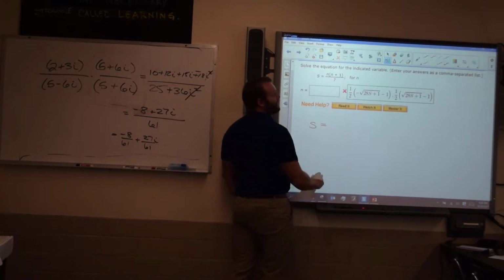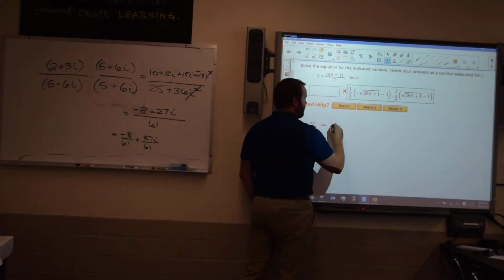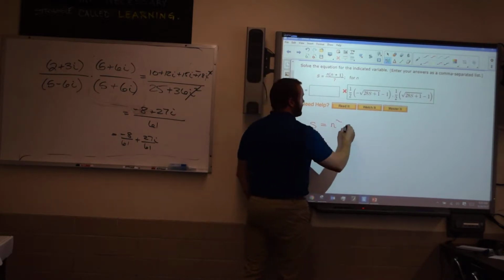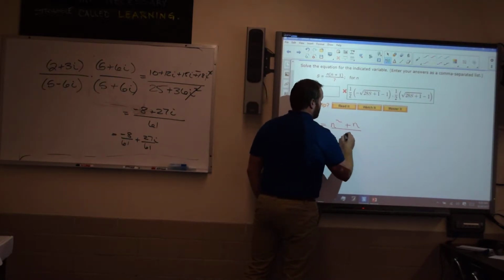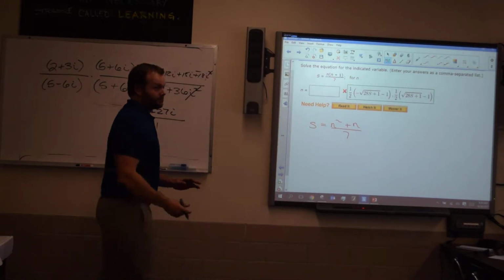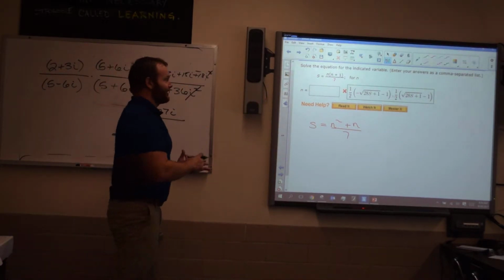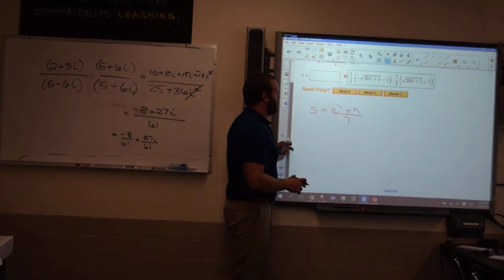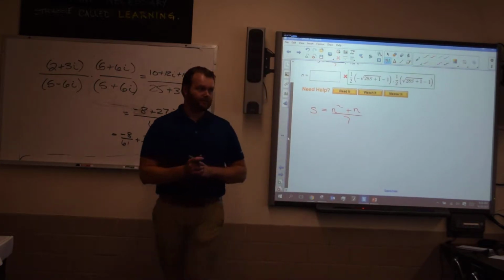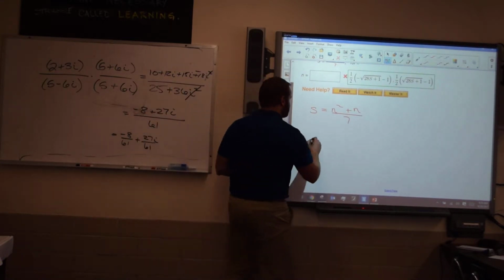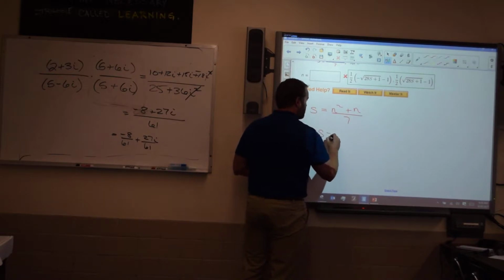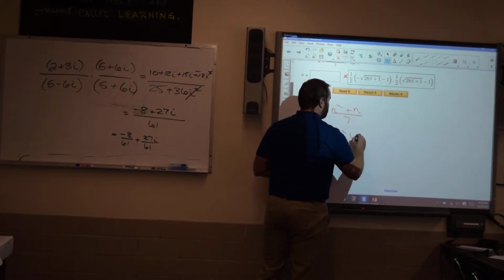Now I'm just going to distribute that n through. So it gives me n squared plus n all over 7, correct? Okay. The next thing I'm going to do is multiply both sides by 7, right? So I'm going to get 7s is equal to n squared plus n.